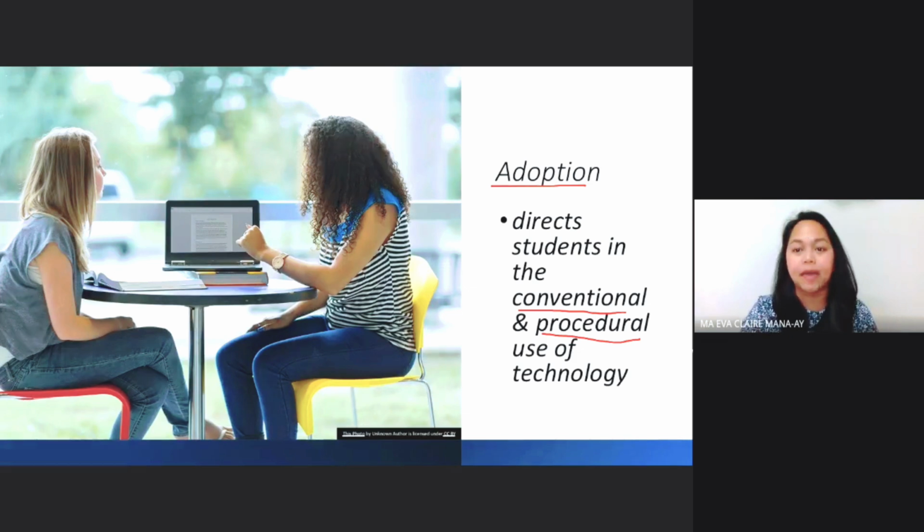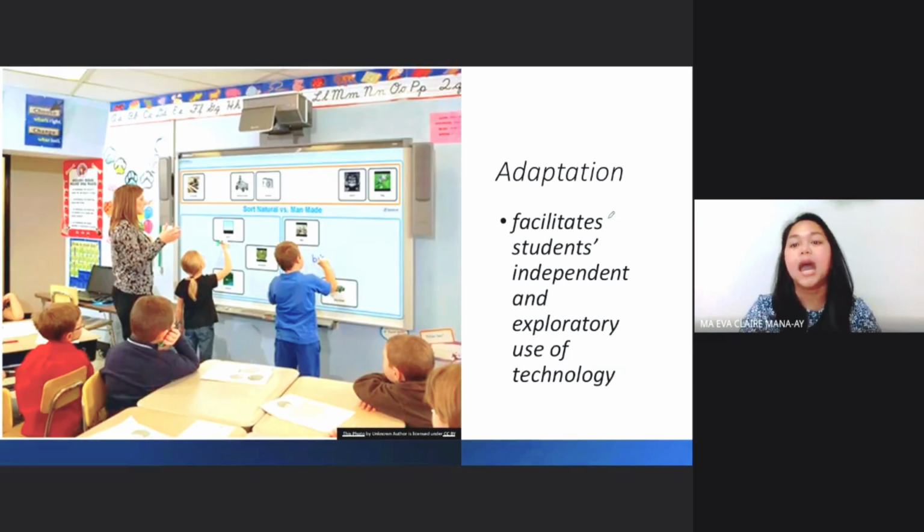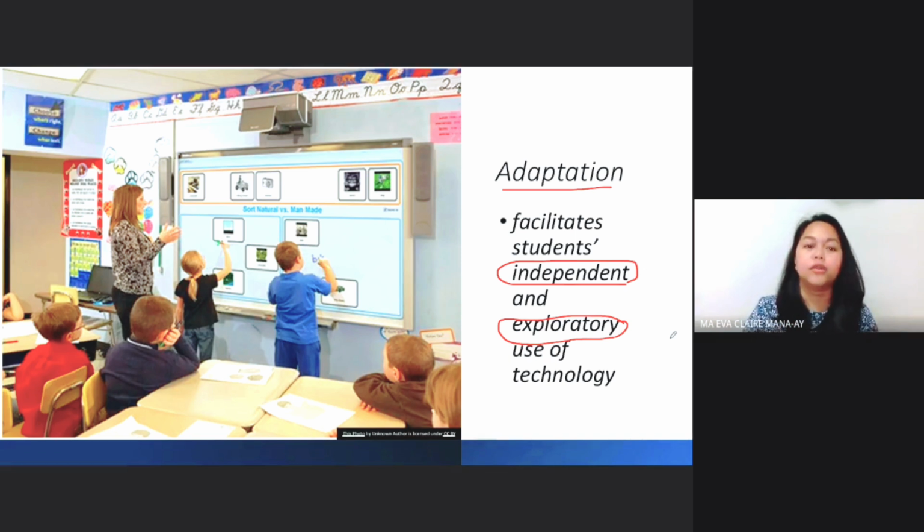Now to the third level, we have adaptation. Adaptation here means to facilitate students' independent and exploratory use of technology. Okay, so this is another step higher than adoption. In your adoption, your students are only directed so that they know the procedural use and conventional use of technology. But in adaptation, your students are going to be facilitated so that they can explore the use of technology and they can use it independently. Okay, so that's adaptation right there.